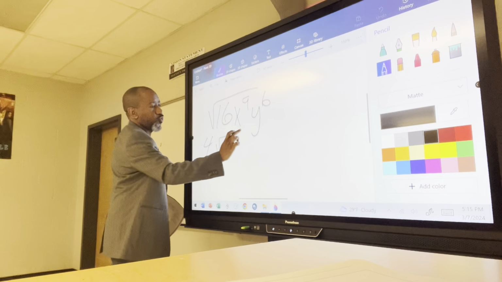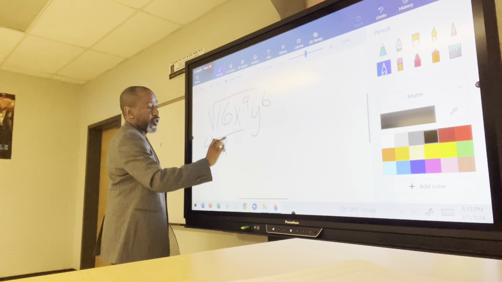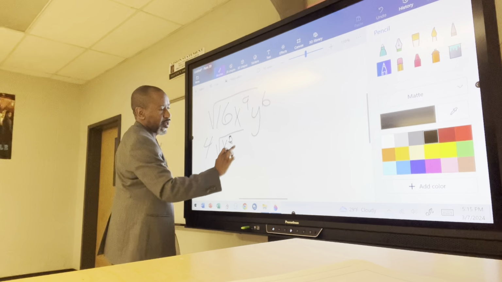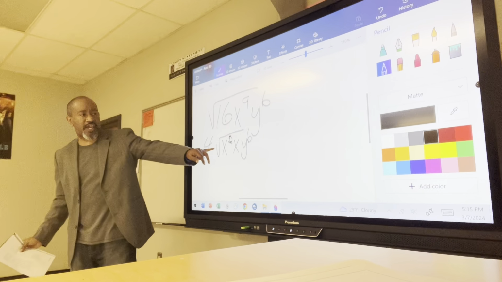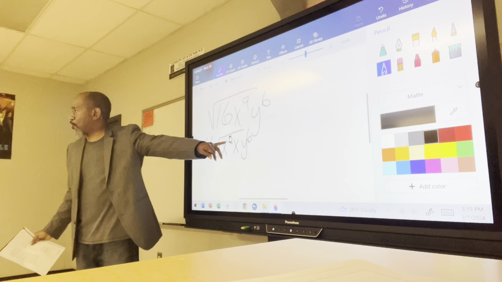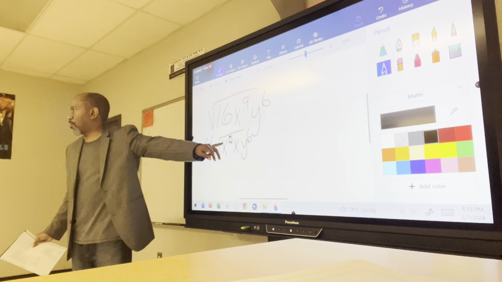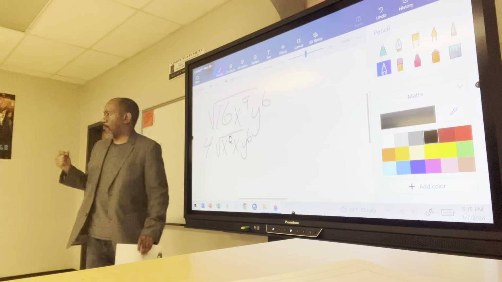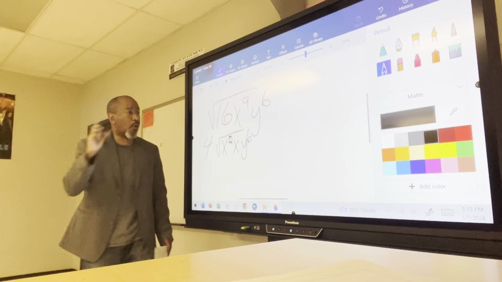Under the square root, this is what they won't tell you. We're going to separate this to make this x to the 8th, x, and then y to the 6th, because we know x to the 8th times x to the 1st will give us x to the 9th. Is everybody with me so far? Because remember, when we multiply with exponents, we add. Is there a number that if we double it will give us the number 8? What is that number? 4.